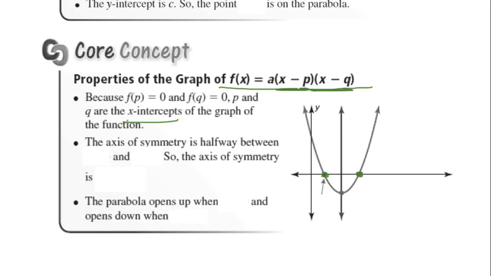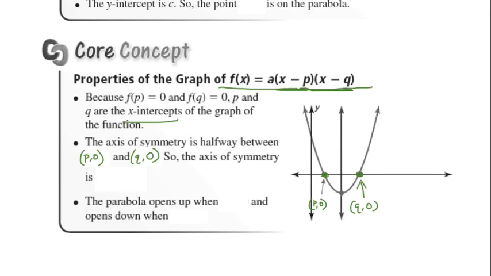Alright. The axis of symmetry is halfway between (p, 0) and (q, 0). So it's halfway between those 2 points. Alright. So let's go ahead and label these. This one is (p, 0), p comma 0. This one is q comma 0. Okay.